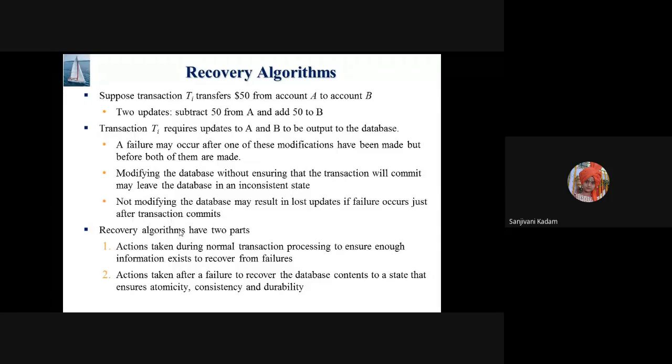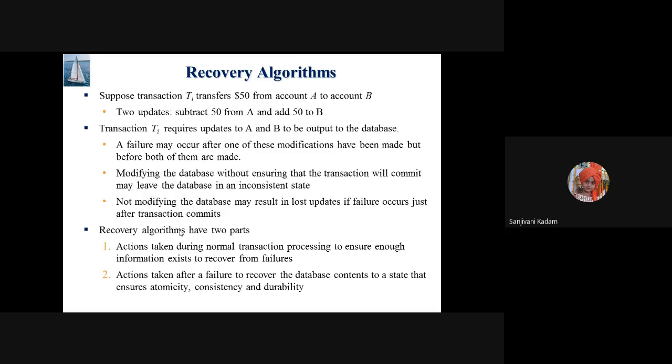So modifying a database without ensuring the transaction will commit may leave the database in an inconsistent state. Here, if A's modification is done, B's modification is yet remaining, and I don't know whether the transaction is committed or not, the transaction may commit or may not commit. So this also can cause the database to be in an inconsistent state. Or not modifying the database may result in lost updates if failure occurs just after the transaction commits. The transaction is committed, but a system failure occurs while we are performing the changes.